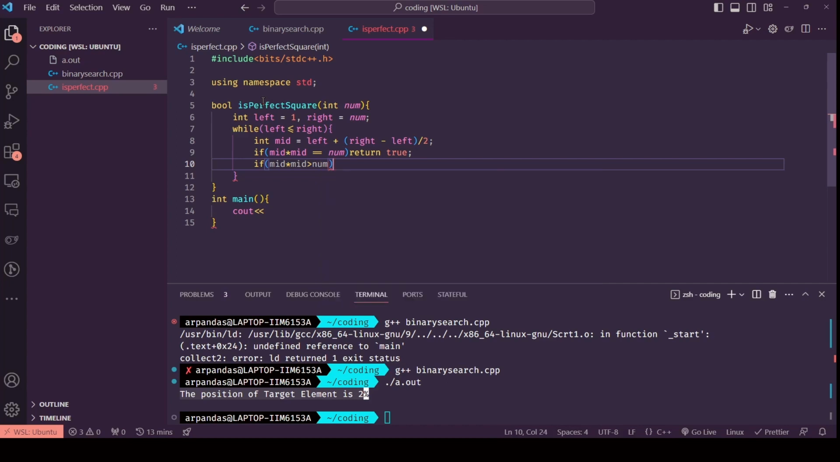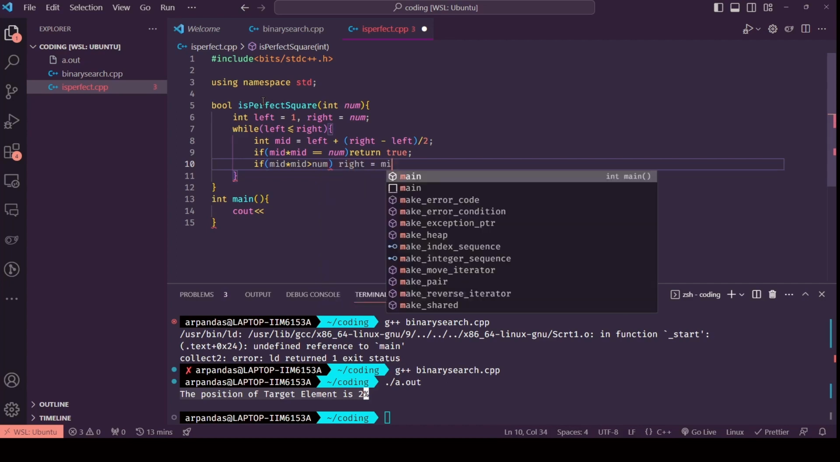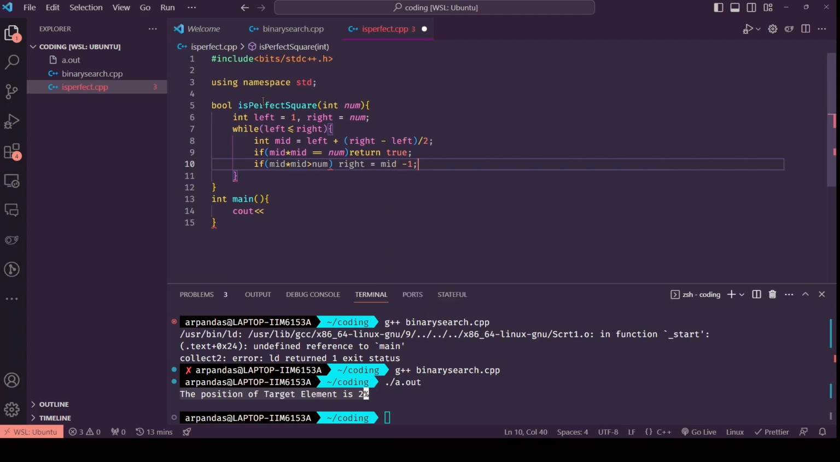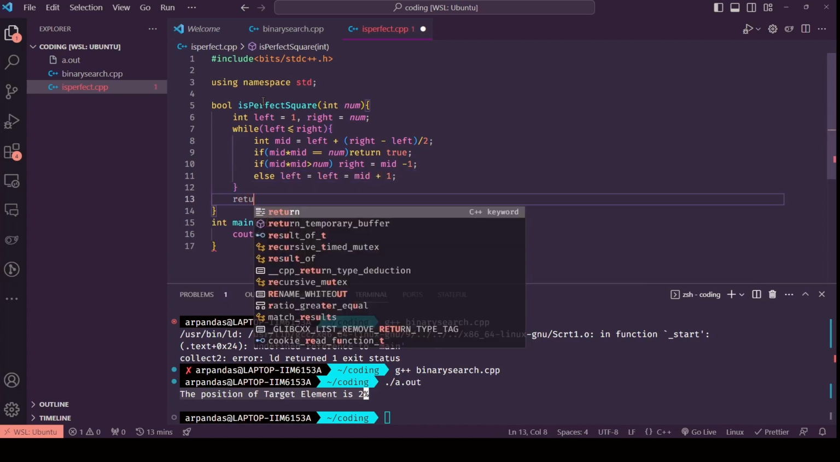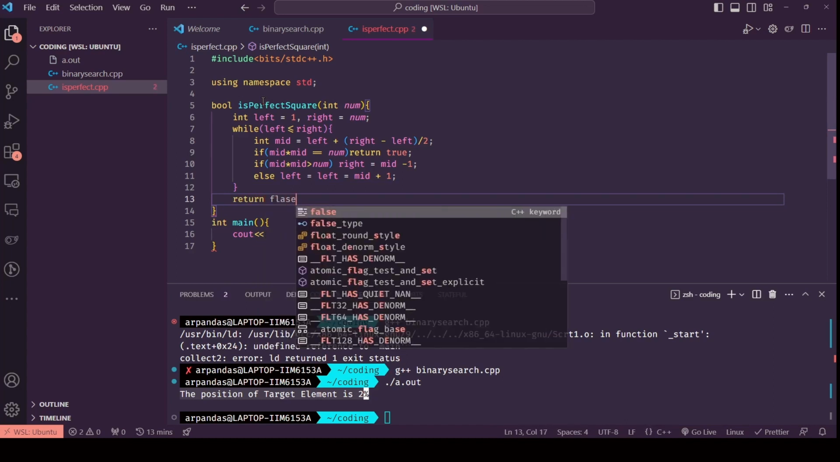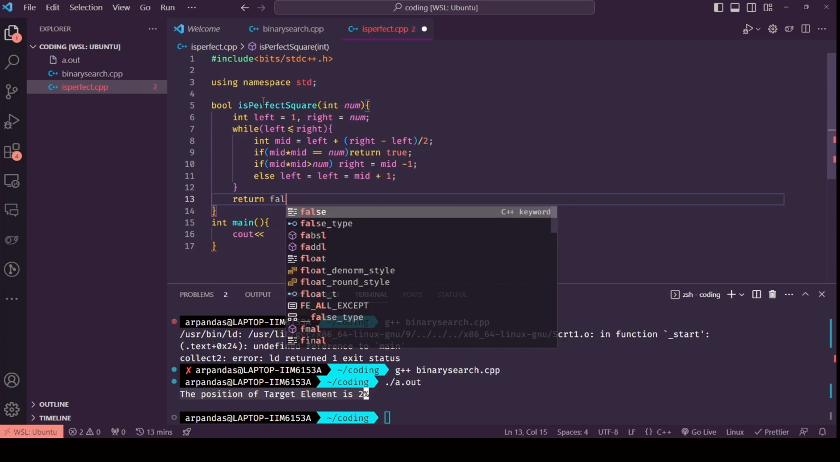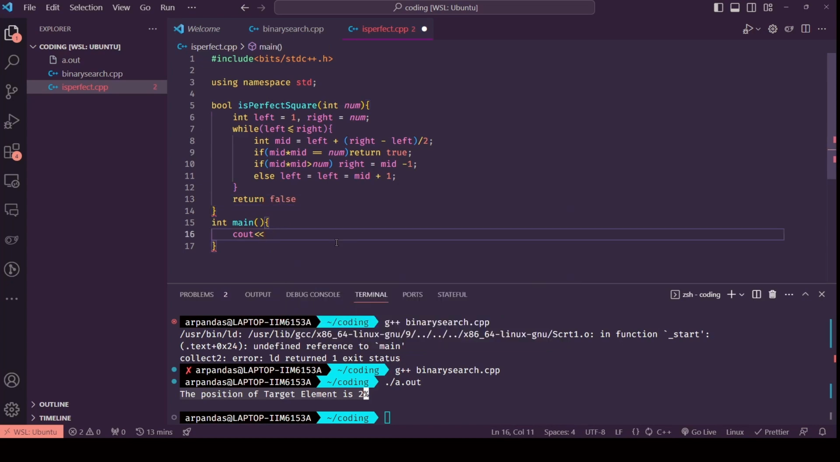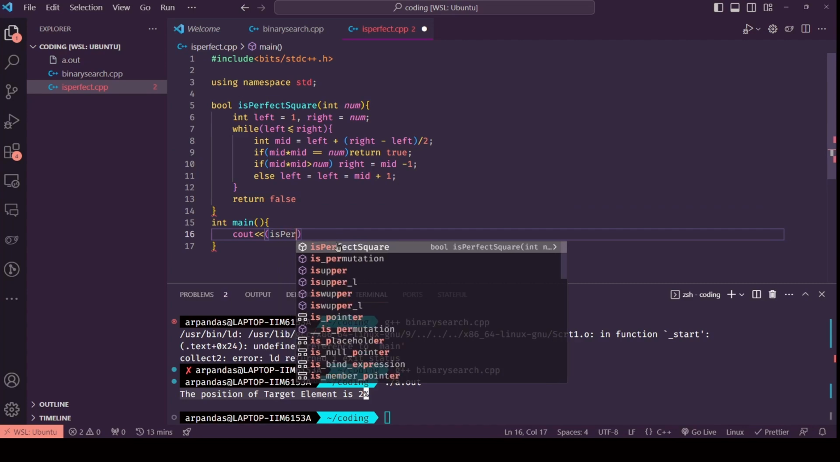If mid into mid is greater than num, right equals mid minus 1, because we are discussing our condition. Else, left equals mid plus 1. When we are not able to find it, when the loop breaks, we just return false.